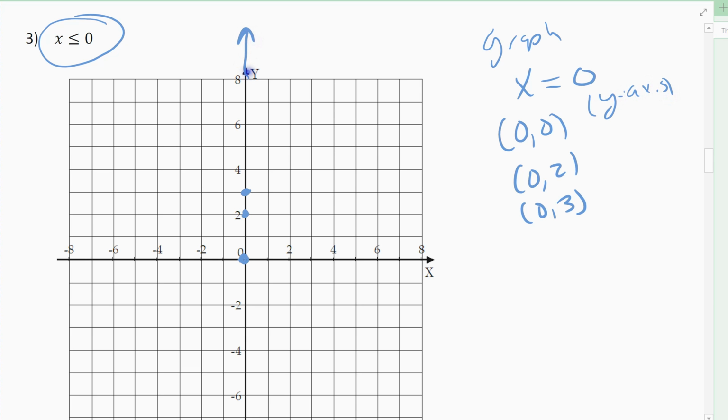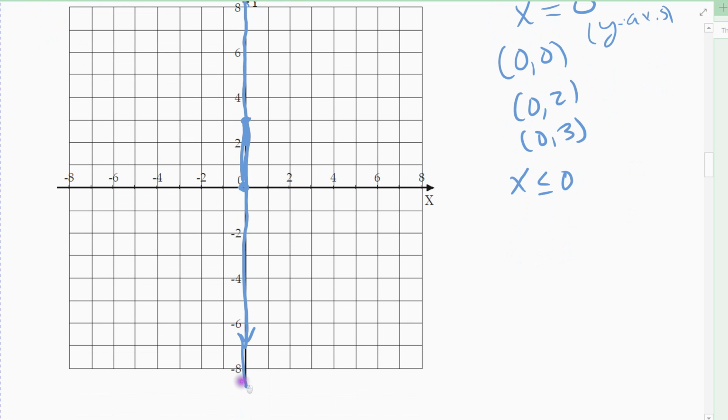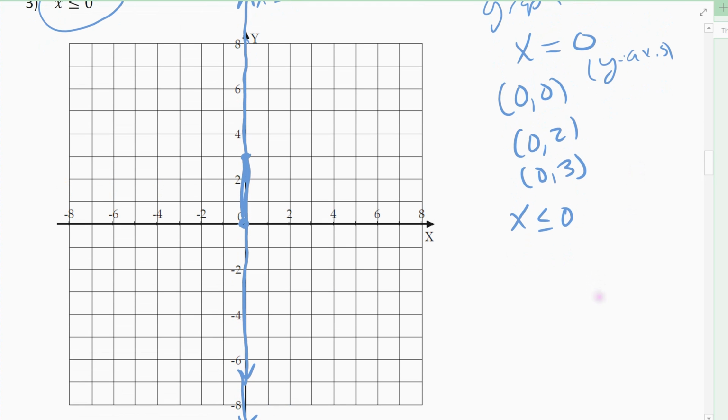Alright, so it's this line, and I'm just going to go over it in blue here. Alright, the y-axis is the line x equals 0. So every point on that y-axis makes that true. And then I want all of the x values that are less than 0. Well, which side of the axis are the x values less than 0? Again, you don't really need tests in this case. If I pick any point on this side, my x values are all negative, shooting off to negative infinity. And so this side is true.